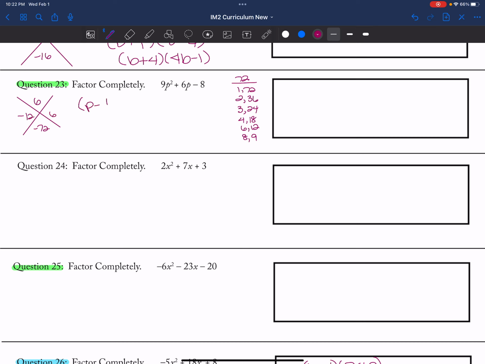So that means I have a p minus 12 over 9 and a p plus 6 over 9. Ooh, that's interesting. I'm going to reduce, and there's still going to be a fraction. Fascinating. Okay, so p minus 4 over 3 and p plus 2 over 3. So then that becomes a 3p minus 4 and a 3p plus 2. That's kind of cool. Okay, so 3p minus 4 and a 3p plus 2.